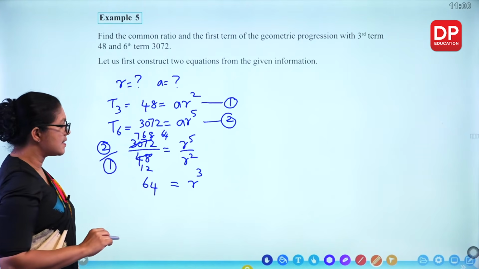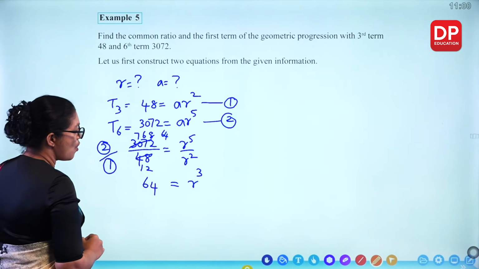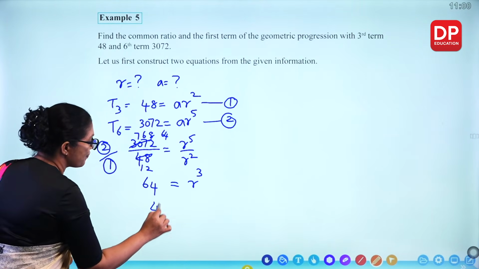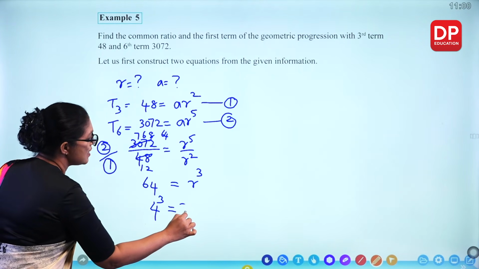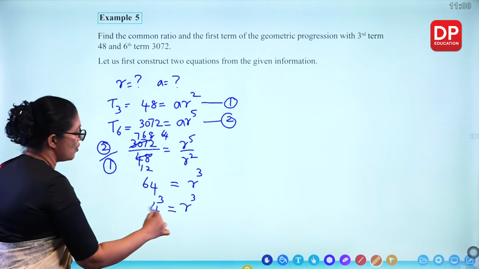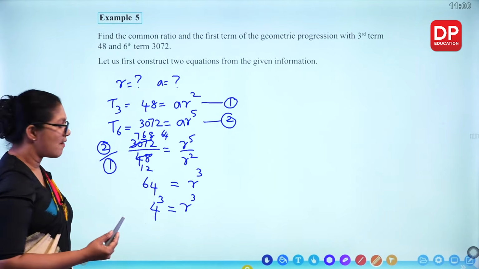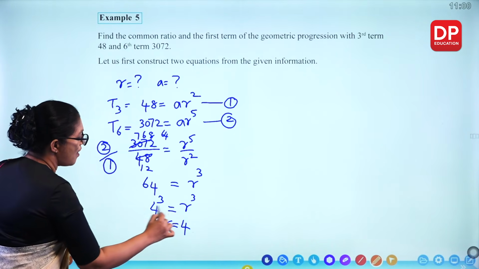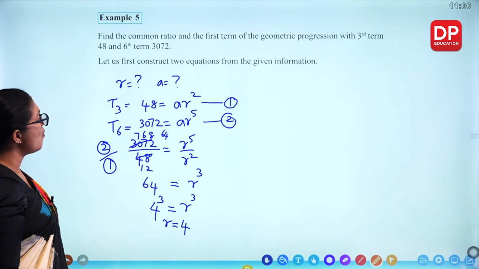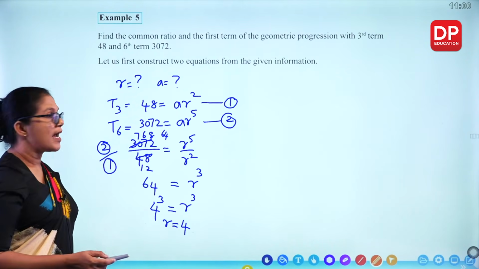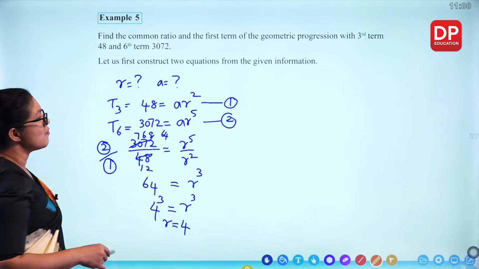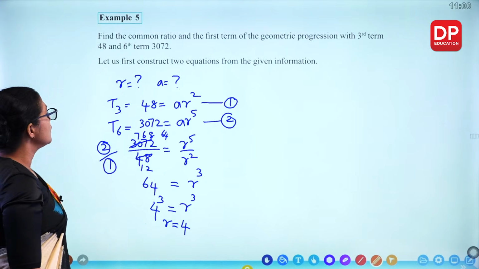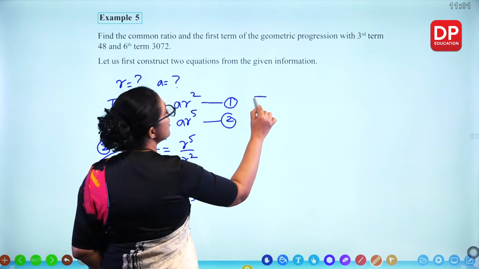Which number is 64? 4 to the power 3. 4 times 4, 16, 16 times 4, 64. Now same powers, you can compare the bases. I can write R as 4. Now we found R, you can use any one of the equation, 1 or 2, and find out the A value. So it's easy to plug it to the first equation.